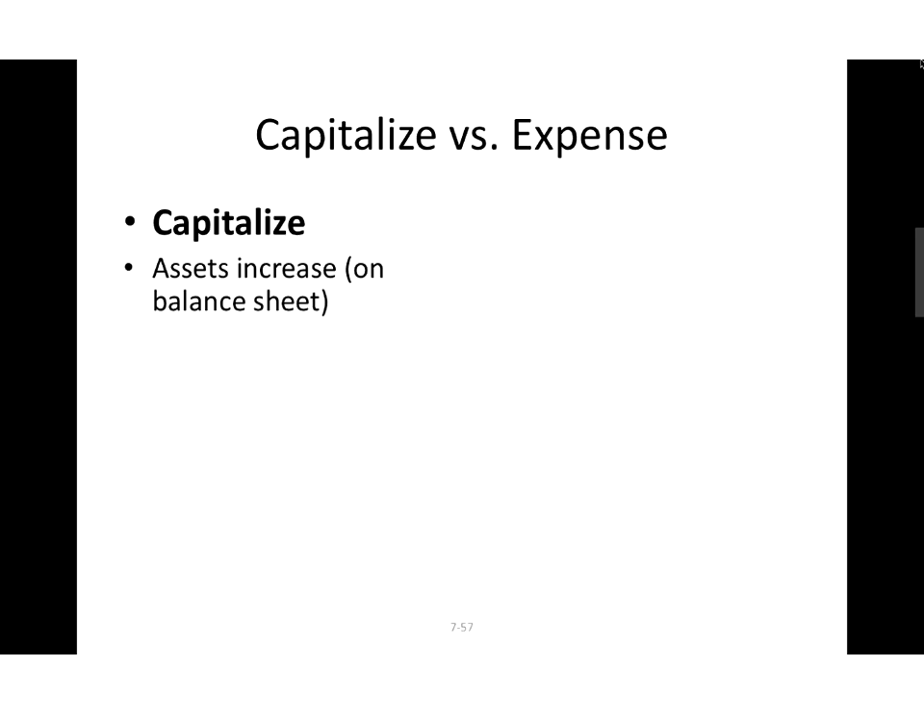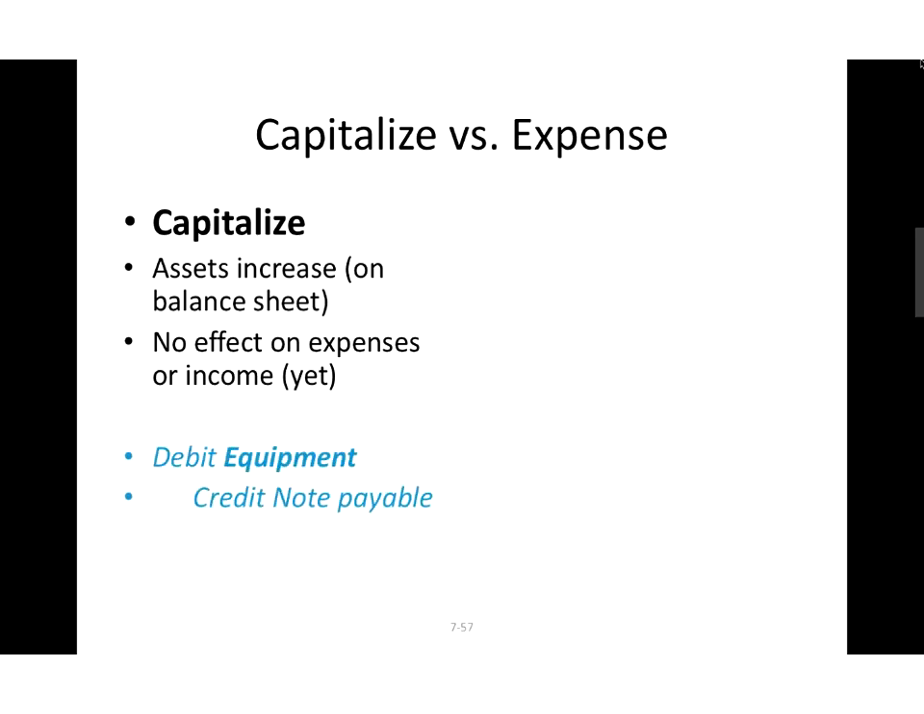So when we capitalize something, assets increase. When we buy something like a building, or we modify a car into a piece of delivery vehicle, we do something that has long impact. Assets will increase. There is no effect on expenses initially. So when we capitalize, assets go up, no effect on expense. When we, say for example, buy a piece of equipment, we're going to debit the asset and we're going to credit notes payable or cash or however we pay for it. So that's what happens when we capitalize.